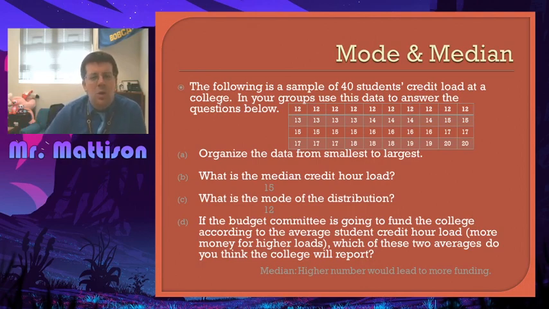Now my mode, what's the most common? Well, that's 12, right? I got 10 things that are 12, right? So I'm getting a fairly different number for my median versus my mode, right?